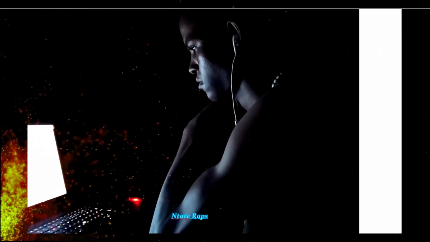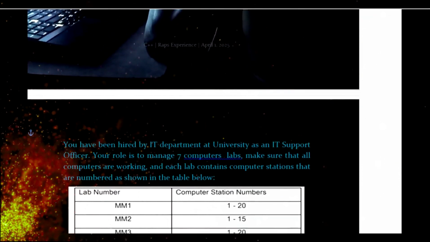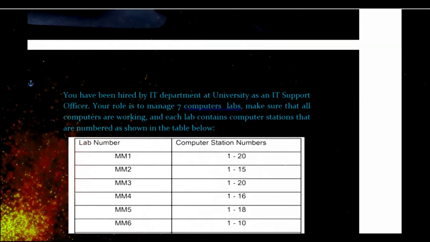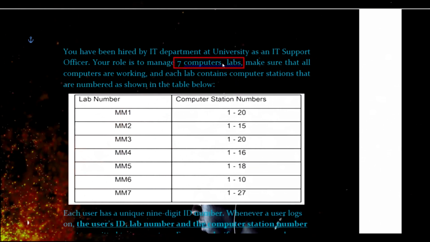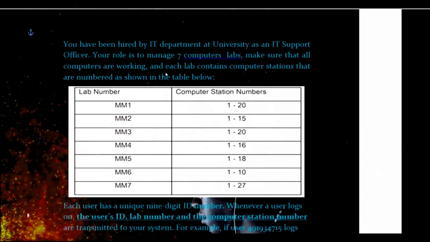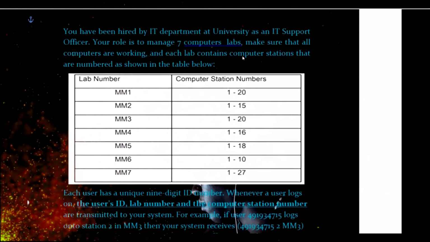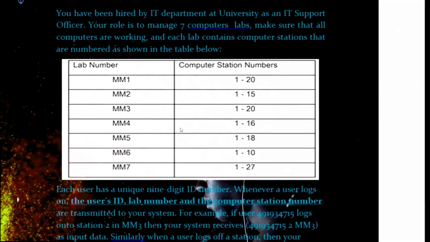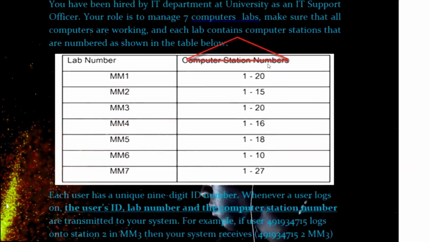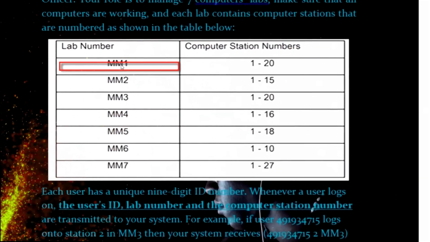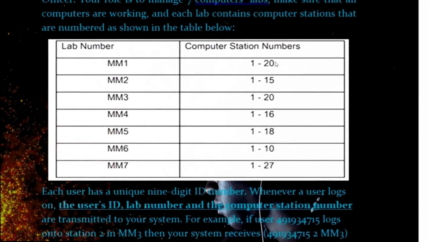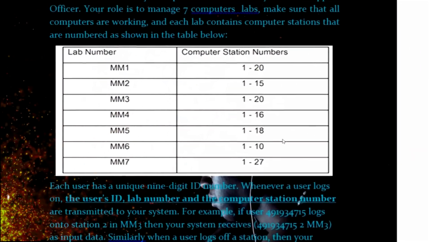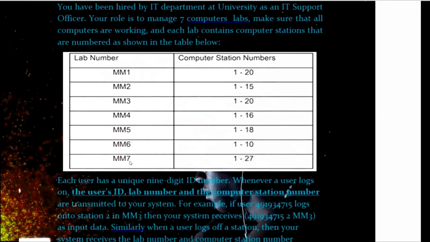Now let's go through our instructions for this. You have been hired by the IT department at the university as an IT support officer. Your role is to manage 7 computer labs. Make sure that all computers are working and each lab contains computer stations that are numbered as shown in the table below. We have lab number and computer station numbers. Under lab number we have multimedia 1 or MM1 till MM7, and under computer station numbers, computers in stations 1 to 20, as you can see on it.